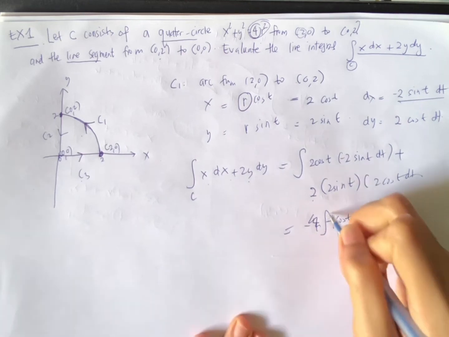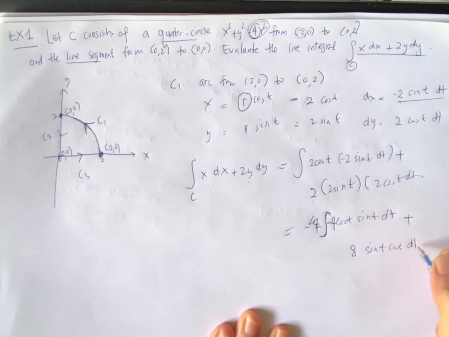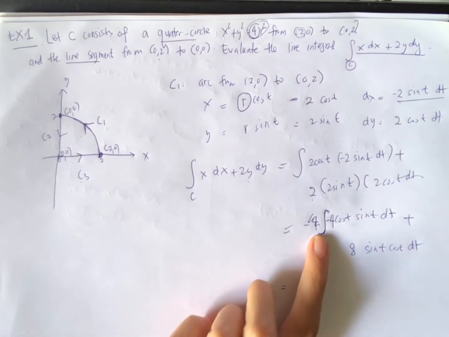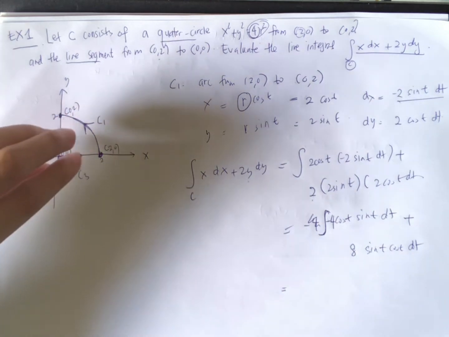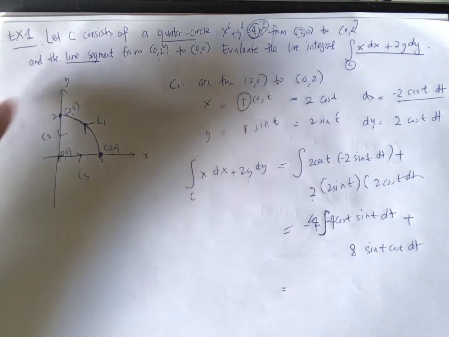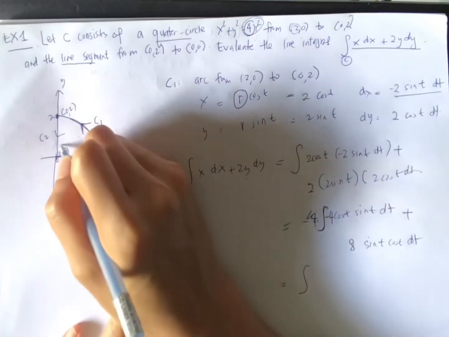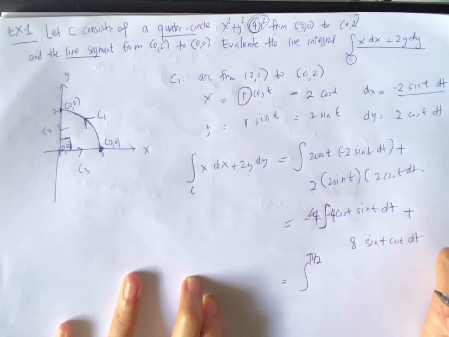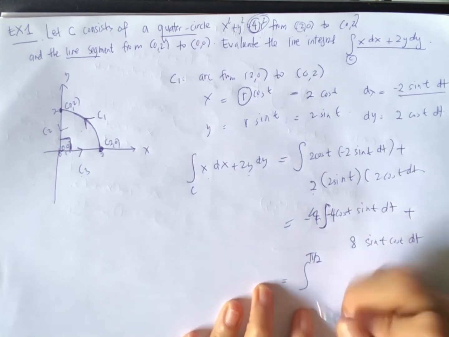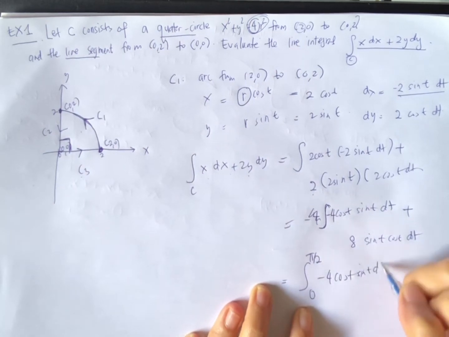Now, what's the limit of it? Based on this shape, the limit is the angle of this graph. Definitely you can see that this is a quarter circle, so the angle here is just 90 degrees. 90 degrees is equivalent to pi over 2, since pi is 180 divided by 2. And it starts from 0, of course. So you have this equation now.